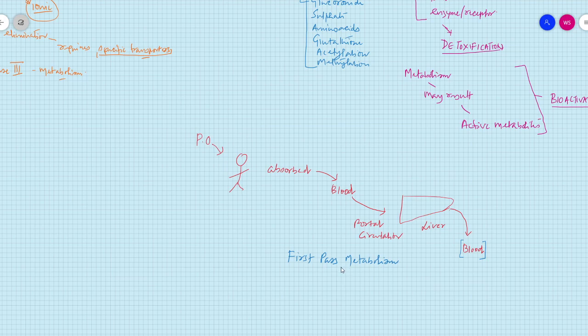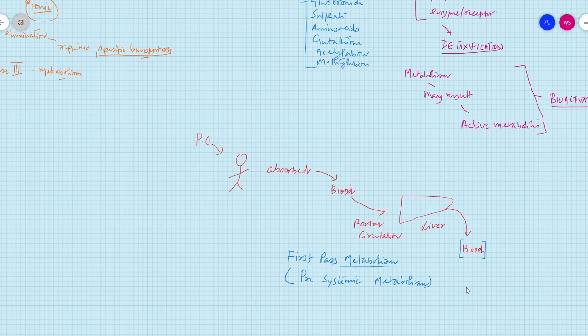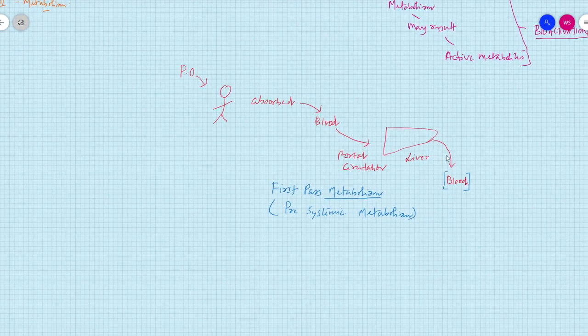So what is first pass metabolism? The metabolism that happens before the drug reaches the blood. Reaching the blood, we call it systemic. So whatever metabolism happens before the drug reaches the systemic circulation, we call first pass metabolism. It's also known as pre-systemic metabolism. Systemic circulation is the circulation after the drug passes through the liver. Because of this first pass metabolism, there are a few drugs which are not given orally.